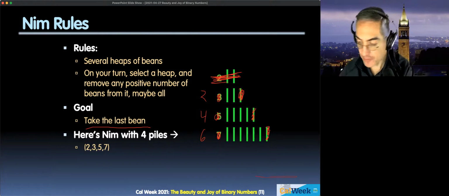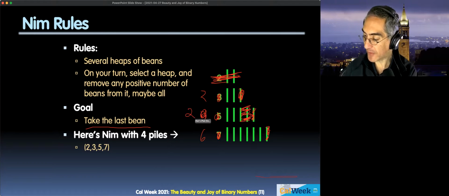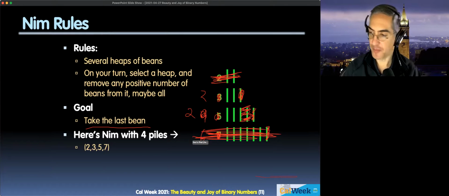Okay. All right. 2 from 4. So 2 from 4. And now there's 2 left. I'm going to take the whole 6 pile. Okay. Somebody else's turn. Boy, I hope I win this game, but I may not. Let's see. Your turn. Anybody?